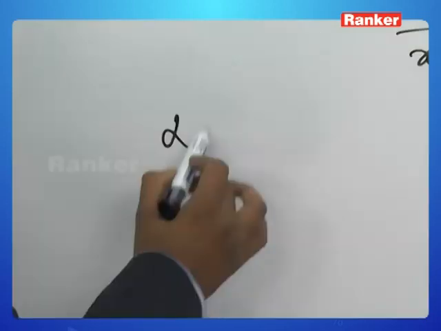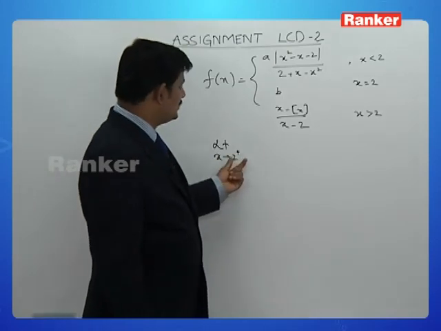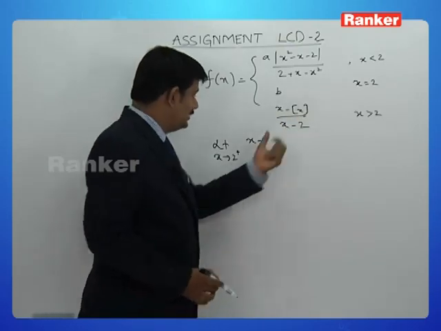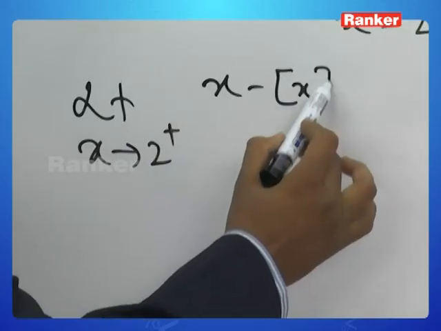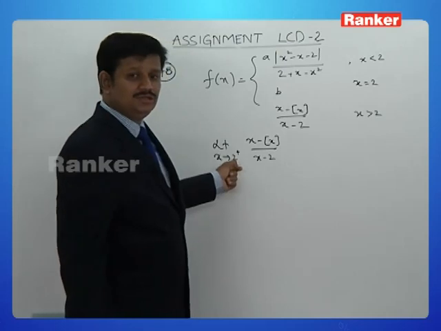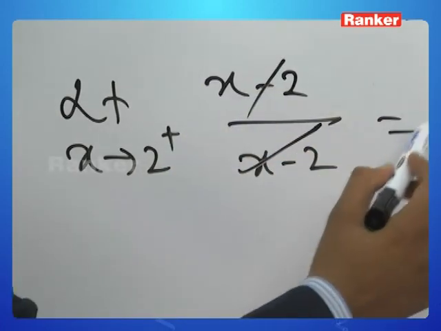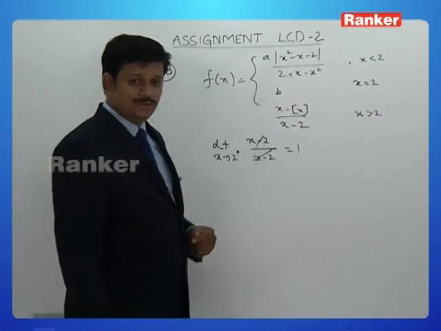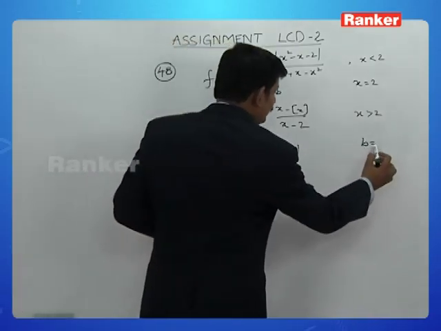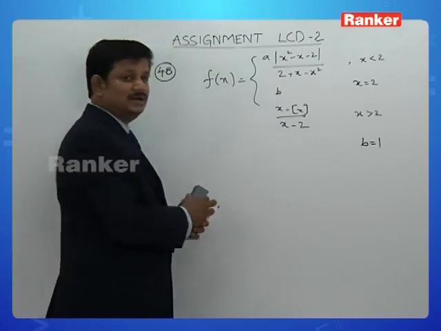Let us observe the right hand limit at 2, limit x tending to 2 plus. Whenever x is slightly greater than 2, f of x is given by (x minus integral part of x) divided by (x minus 2). Here x is just greater than 2, so the integral part of x would be 2. So, this limit is 1. Right hand limit we have it to be 1. So, the value of b, f of 2, should also be 1. b should be 1. Now, let us look at the left hand limit. Left hand limit should also be 1 for the function to be continuous at 2.